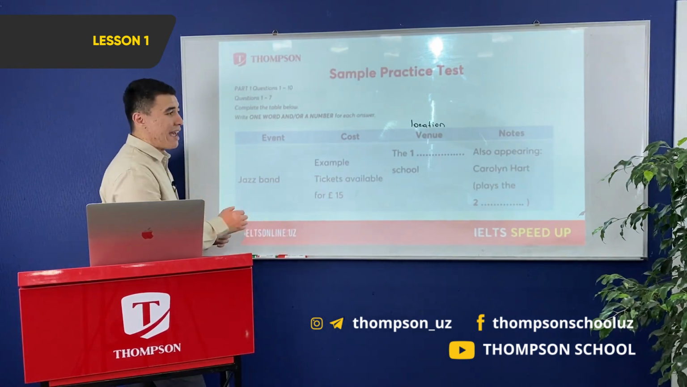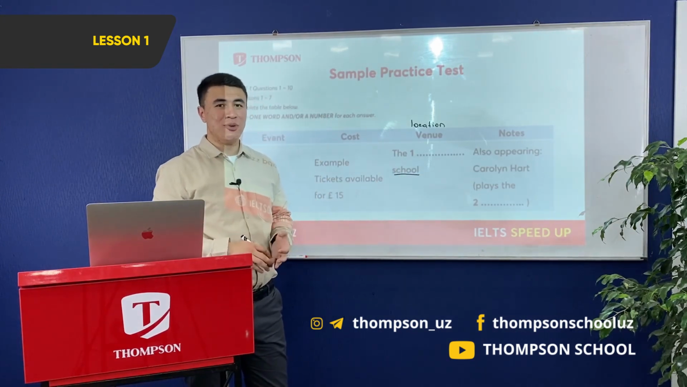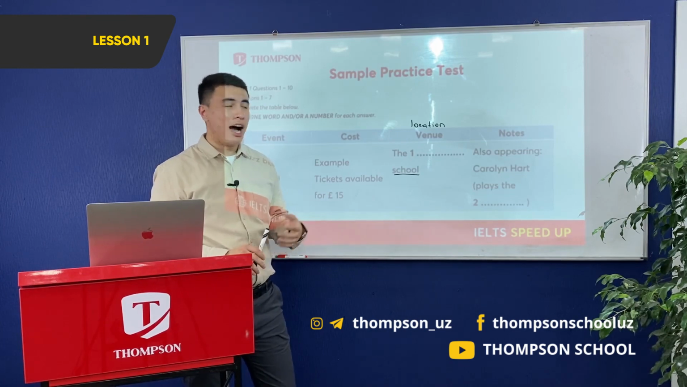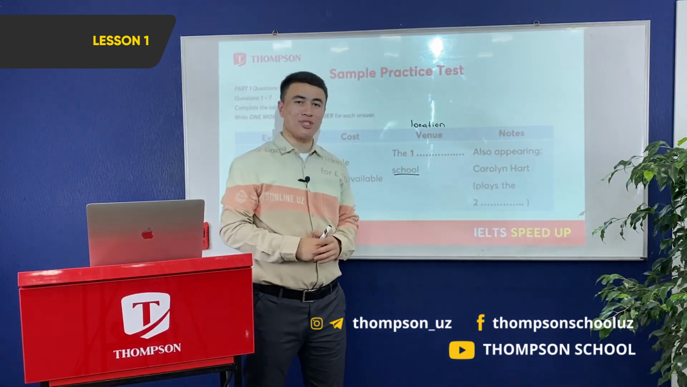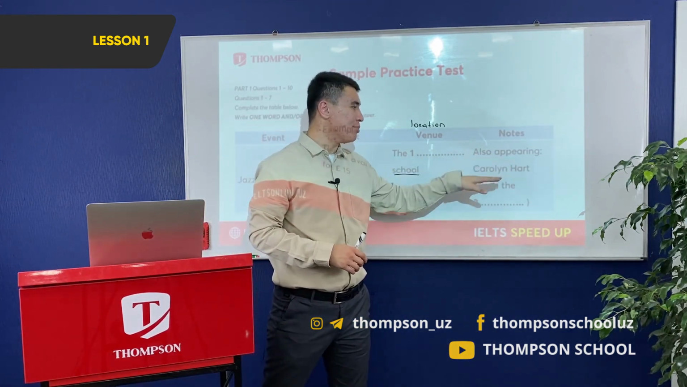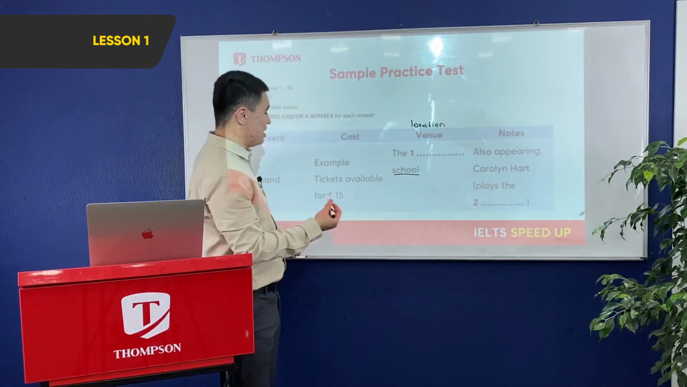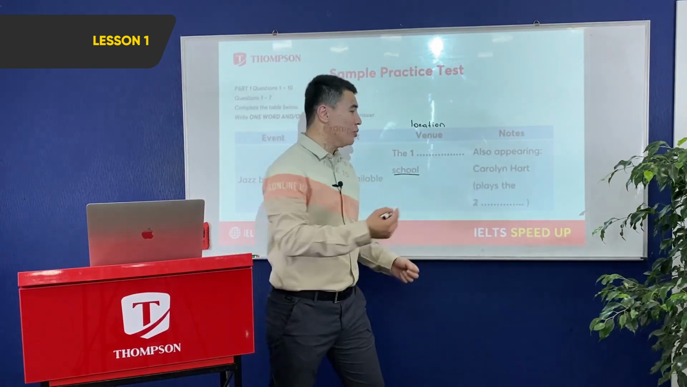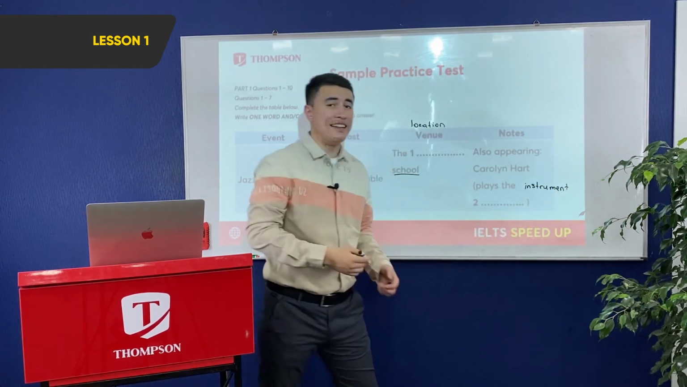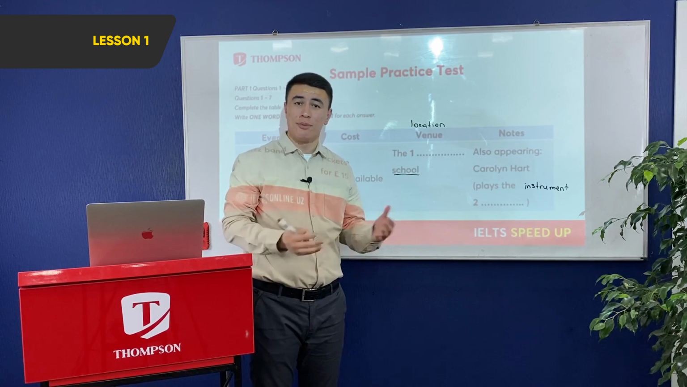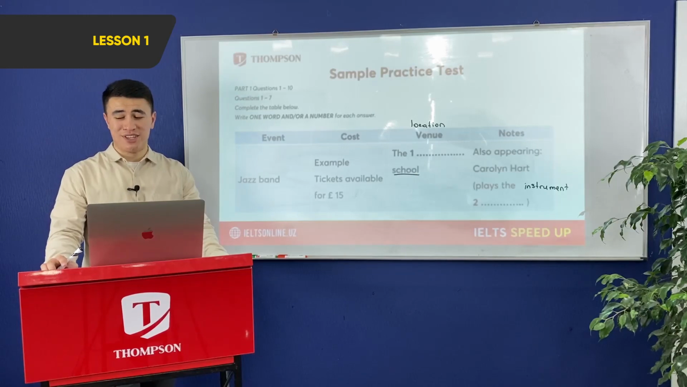So let's look at the first one. So this is jazz band and venue is going to be school. So what kind of school we will find out from the audio, either primary, secondary or high school. And of course, for the question number 2, we have also appearing Caroline Hart plays the, so this is going to be jazz band and this woman will play certain instrument and you're asked to write the name of this instrument, either piano or guitar or something else. Let's listen to the audio.